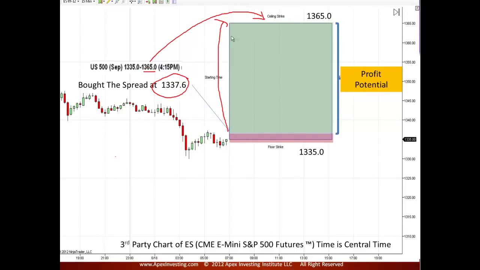As a review, the reason this is a bull box strategy is because we're buying the spread. The reason we want to buy this box is because it's very close to where the market is currently trading. The floor, being 1335, is very close to 1337.6, so that lets us have a lower risk trade.